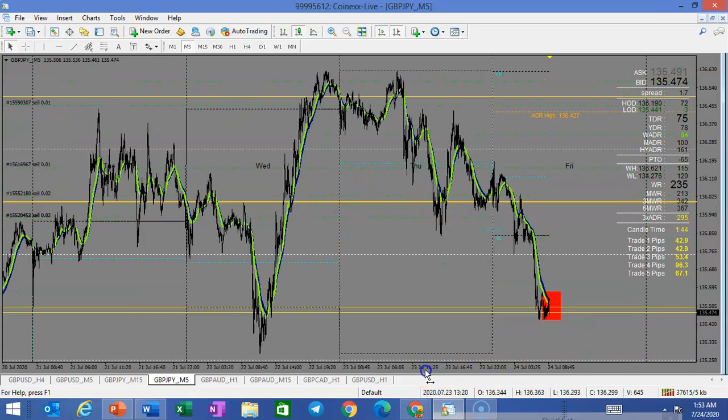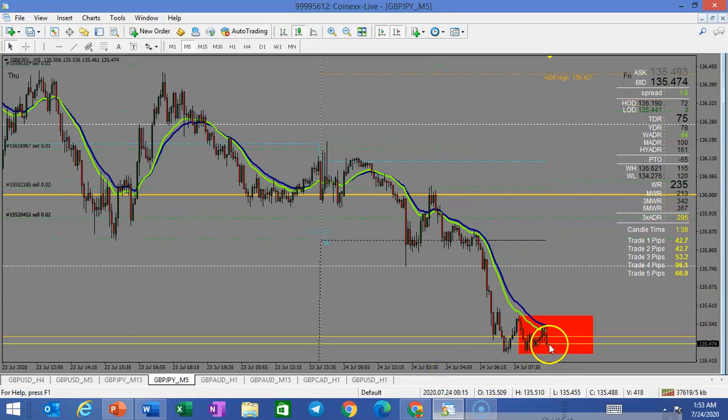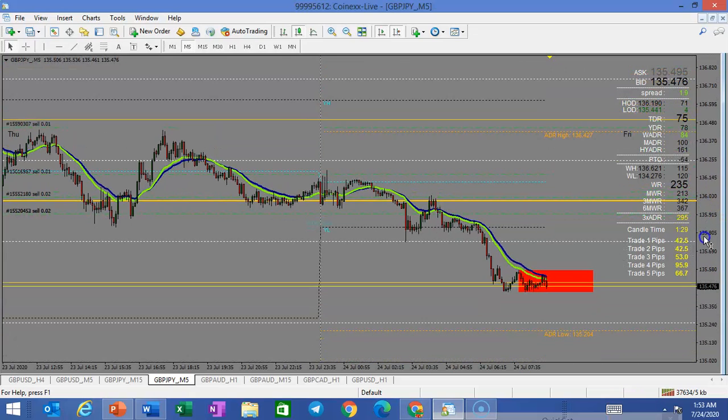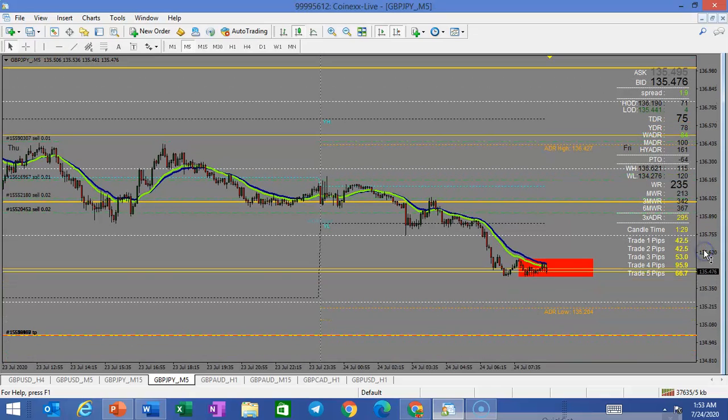Okay, so once price breaks and closes below this red box on the 5-minute time frame, we are going to enter into a sell, and our next institutional level is at the 135 line.